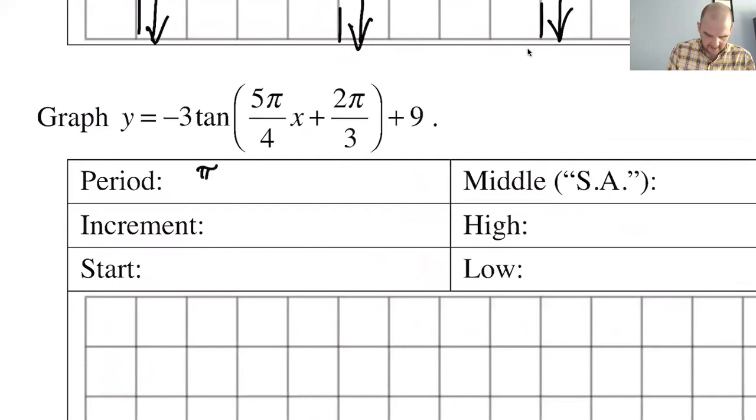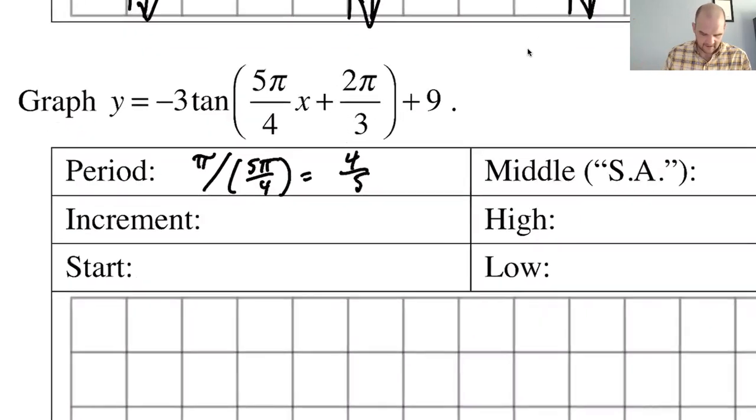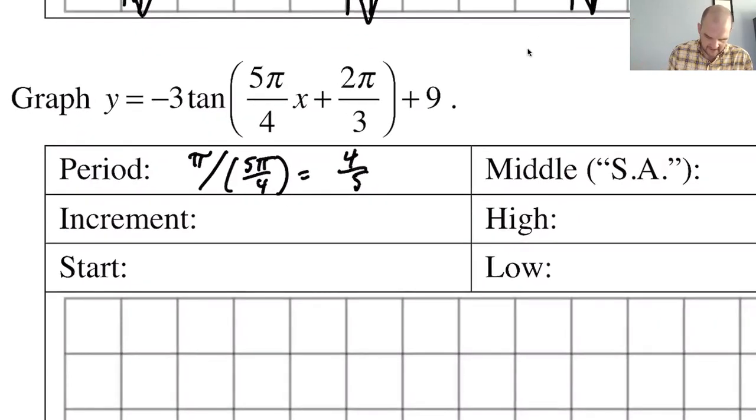So pi divided by 5 pi over 4, which is going to give me just 4/5. So there's no pi here, which is totally fine as long as the starting point also doesn't have pi. Anytime you get a starting point with pi and a period that doesn't have pi, that usually just means that something went wrong in writing the problem. Nobody really wants that to happen, but occasionally it does. So it's an accident. 1/5, the start.